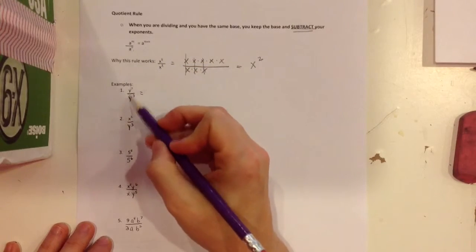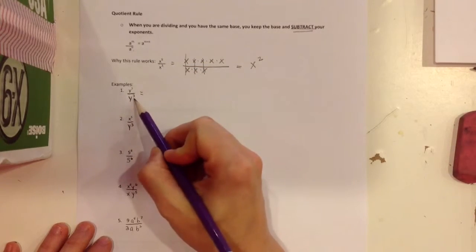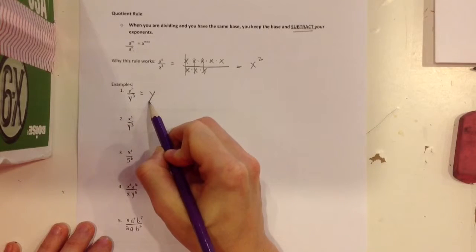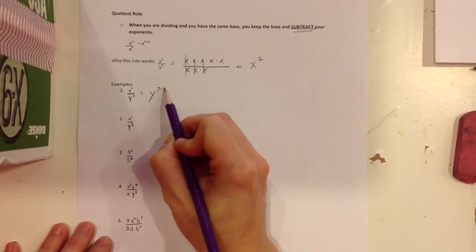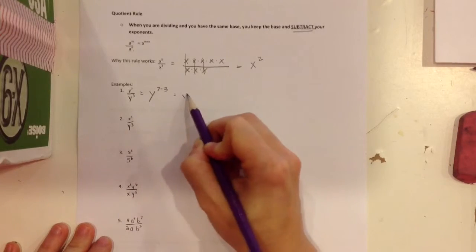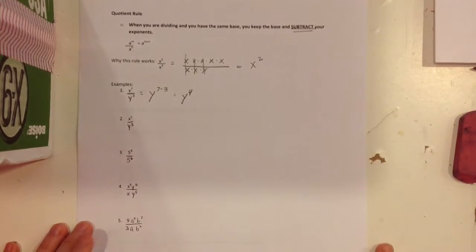So for this one, I have the same base, y to the 7th over y to the 3rd. I'm going to keep that base, y, and I'm going to subtract. 7 minus 3 is 4. So y to the 4th is in simplest form.